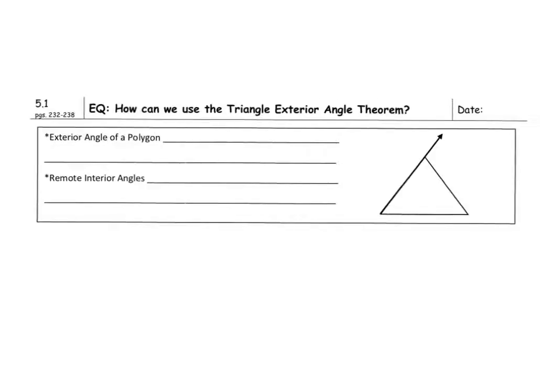Hey guys, today we're going to be looking at how we can use the triangle exterior angle theorem. So let's talk about what is the exterior angle of a polygon. The exterior angle is the angle formed by extending any side of a polygon. So if you look at this triangle, we've extended this side of the triangle. So this part is the exterior angle.